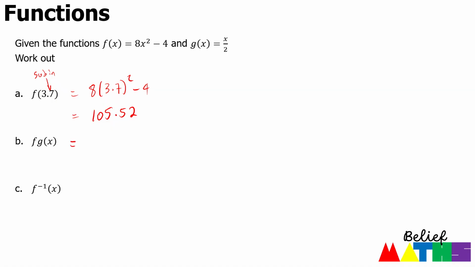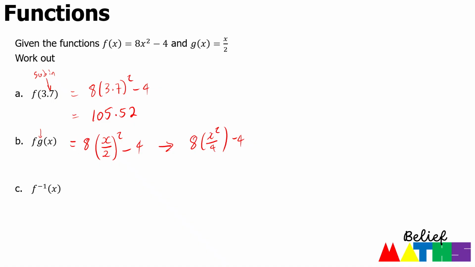Now the second and third question don't have a number in there, so we actually have to do some algebraic manipulation here. So this f of g of x is what we call a composite function, and we start on the inside. So because g is on the inside, it means we're substituting g into f. So we've got 8 times g of x, which is x over 2, squared minus 4. When we manipulate that a bit, that's 8 times x squared over 4 minus 4. And remember, when we're multiplying by a fraction, we can divide by the bottom and times by the top.